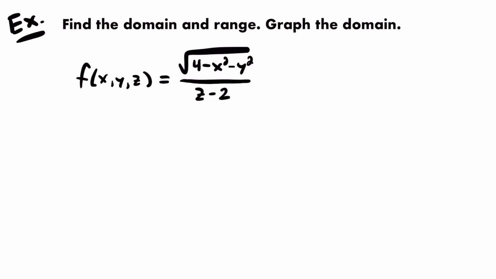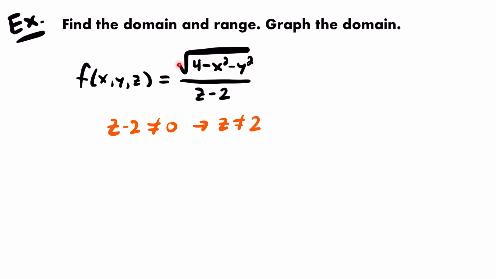And so thinking about the domain for this function, are there any values of x, y, or z that could cause this function to have an undefined value? And well, there's a couple. For one thing, in this denominator here, we know we can't have 0, so you want to set z minus 2 to be not equal to 0, right? So for one thing, z minus 2 cannot be equal to 0, which means that z cannot be equal to 2. We know that for sure.